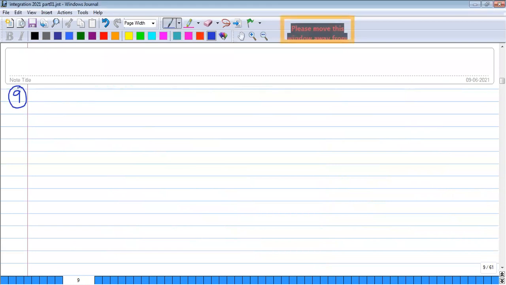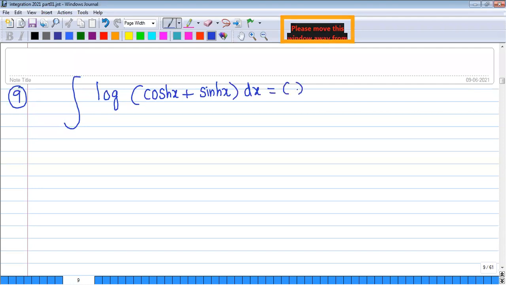Ninth one. Integral log of cos hx plus sin hx dx equals to. First option x plus c, second option x square by 2 plus c, third option is e power x plus c, fourth option is constant of integration.